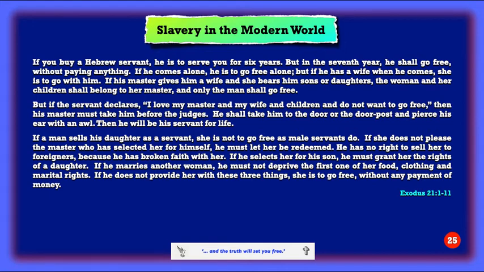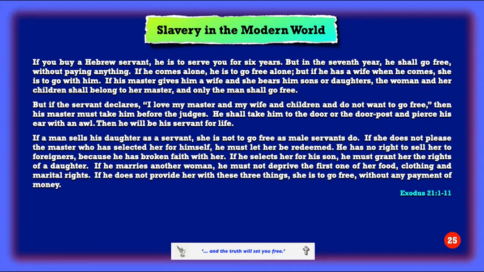If a man sells his daughter as a servant, oh, how this has been ripped out of context by biblical critics. She is not to go free as male servants do. But if she does not please the master who selected her for himself, he must let her be redeemed, bought back. He has no right to sell her to foreigners because he's broken faith with her. If he selects her for his son, he must grant her the rights of a daughter. If he marries another woman, he must not deprive the first one of her food, clothing, and marital rights. If he does not provide her with these 3 things, she is to go free without any payment of money.